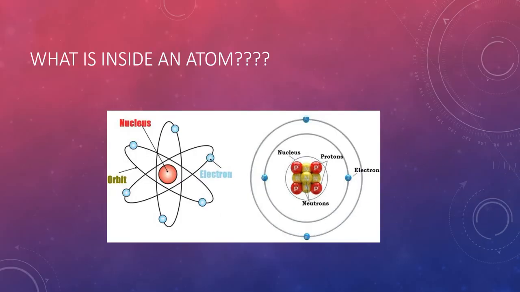So here we go again. In this picture you can see the nucleus is at the center and the marble-like things are the electrons. They are moving around the nucleus. The nucleus is at the center.